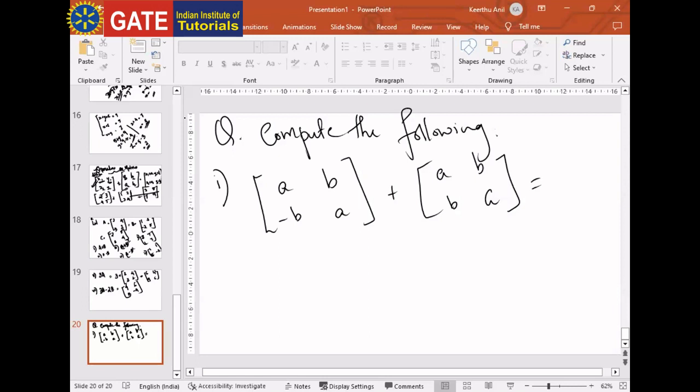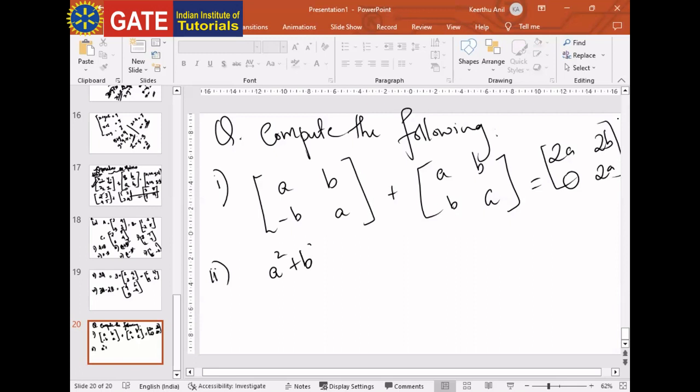Getting it? What is the answer you got? 2A, 2B, 0, 0. Okay. A plus A becomes 2A. B plus B becomes 2B. Minus B plus B becomes 0. A plus A becomes 2A. Is this the answer which you have got? Got it, na? Okay. Now we can go for the second question.